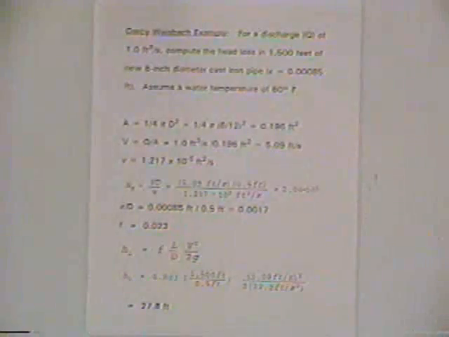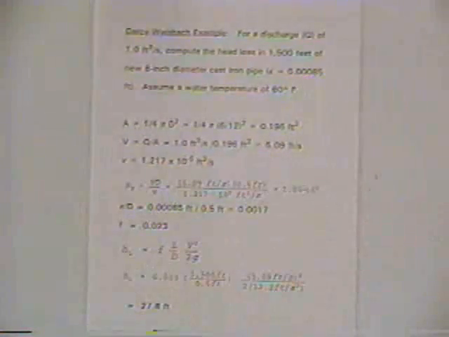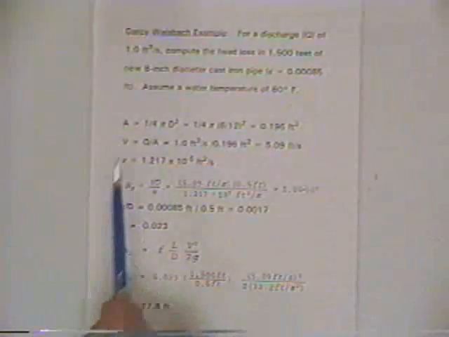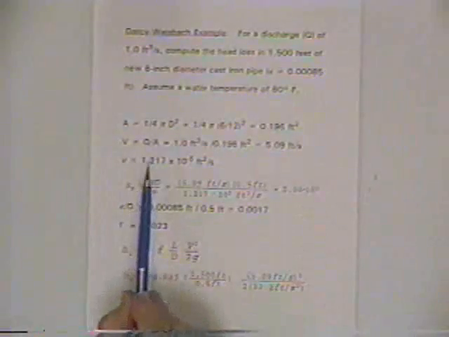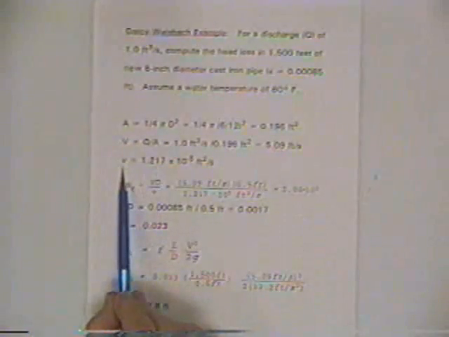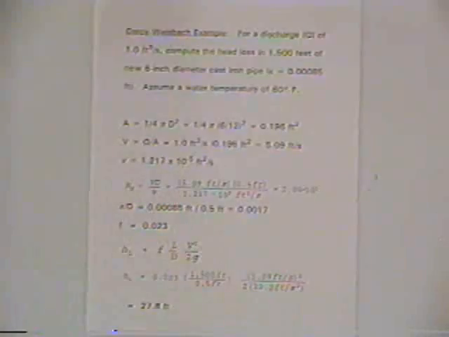Okay, so let's use the Darcy-Weisbach equation with the Moody diagram to estimate a value for the friction factor. We've got a discharge of 1 cubic foot per second flowing in a pipe, and we want to compute the head loss in 1,500 feet of new 6-inch diameter pipe. In this problem, it gives us epsilon at 0.00085 feet, representative roughness there. And we're going to assume a water temperature of 60 degrees Fahrenheit, which gives us a kinematic viscosity. At 60 degrees Fahrenheit, the kinematic viscosity is 1.217 times 10 to the minus 5th feet squared per second.